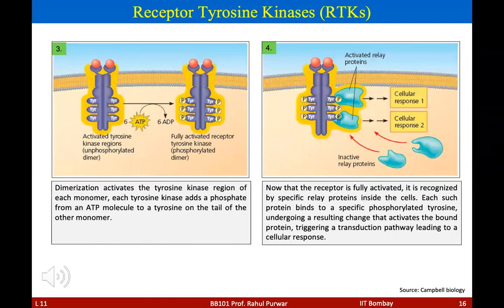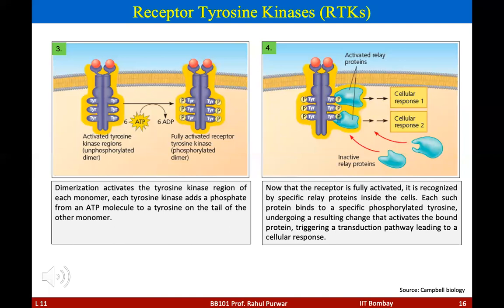So once the dimer is formed, what happens? This dimerization activates the tyrosine kinase region of each monomer, and each tyrosine kinase then adds a phosphate from an ATP molecule to a tyrosine on the tail of the other monomer. So what you see here is that ATP comes, ATP turns into ADP, and this phosphate phosphorylates the tyrosine residue in the intracellular domain of the RTKs.